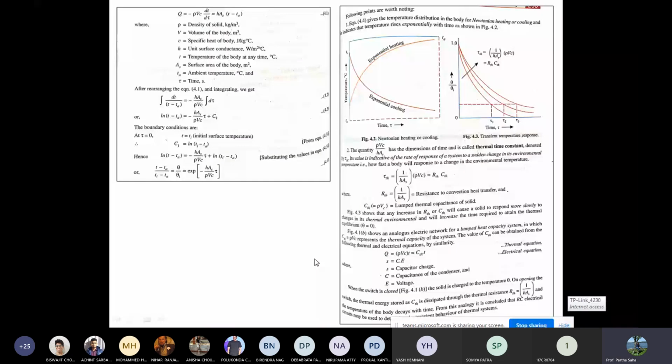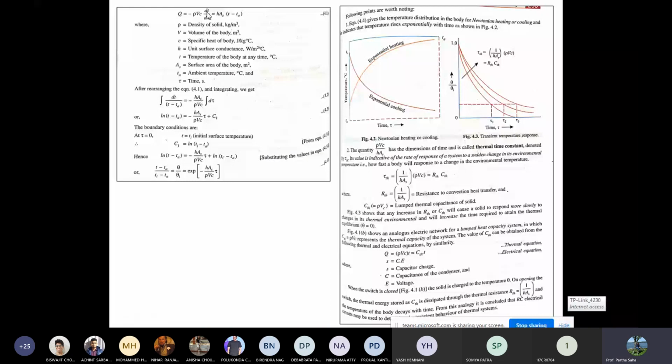The internal energy change is given by minus rho V c dT by d tau, and the convective exchange of heat is given by h A_s (T minus T_a). For the term tau, rho is the density of the solid, V is the volume of the solid, that is rho into V is the mass, and then c is the specific heat. So m c_p, that is the internal energy change, over the temperature dT by d tau.